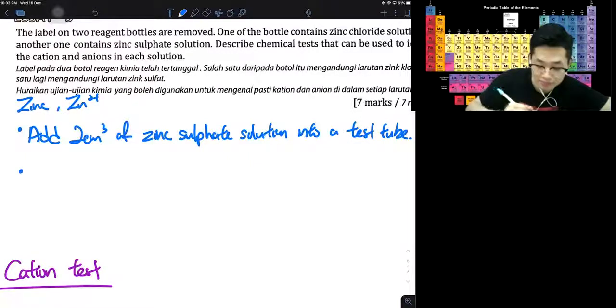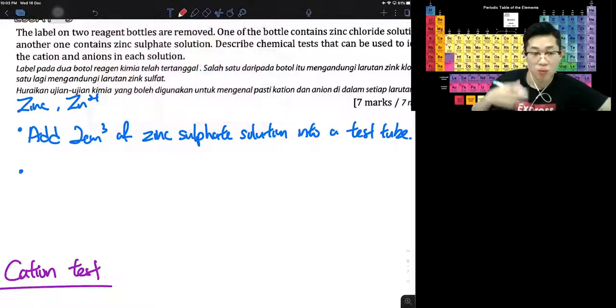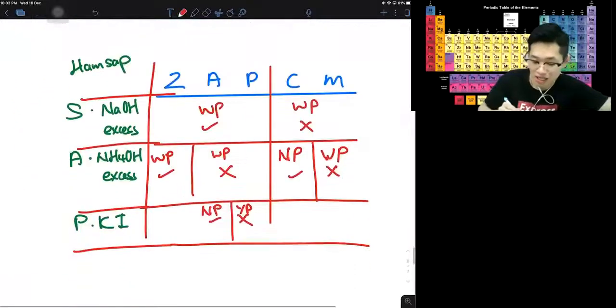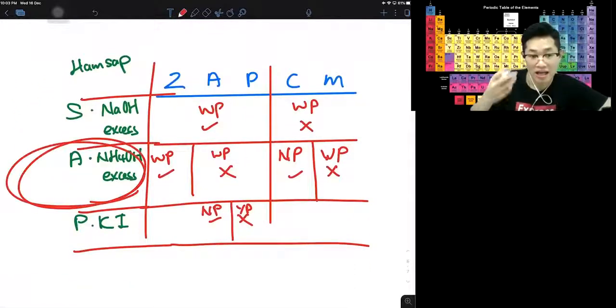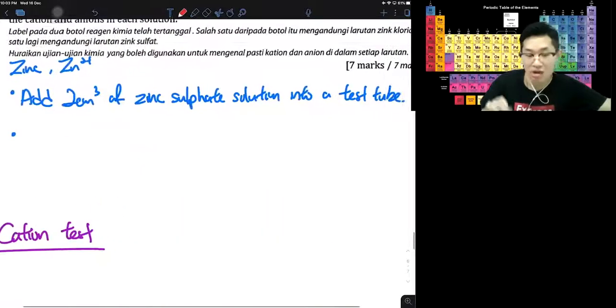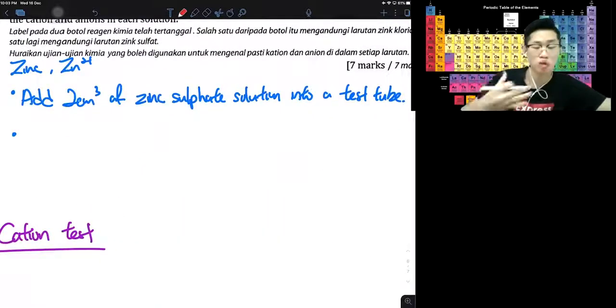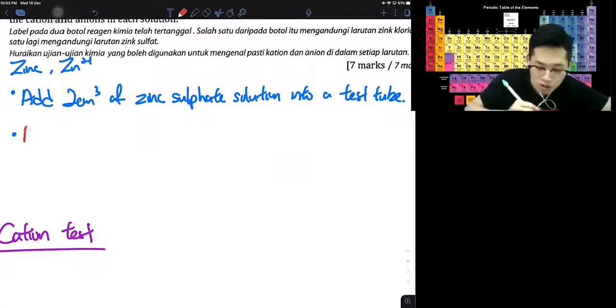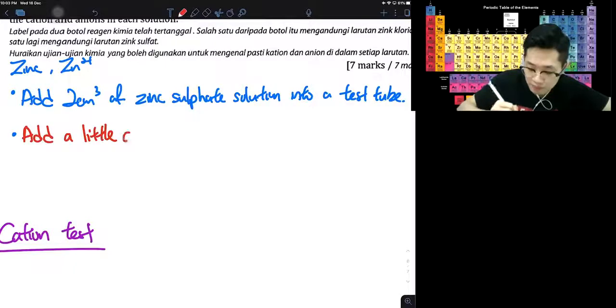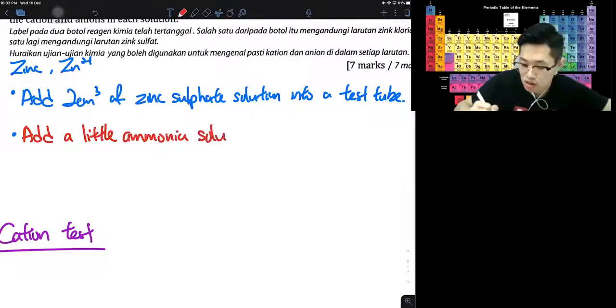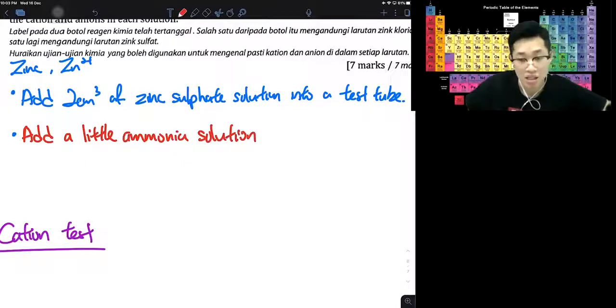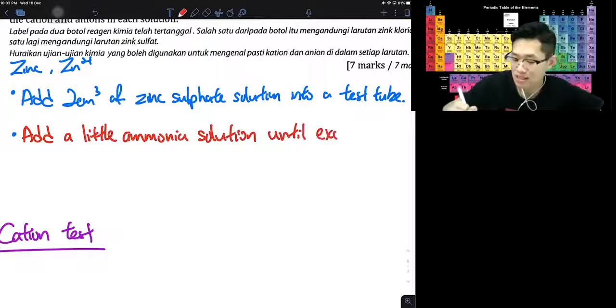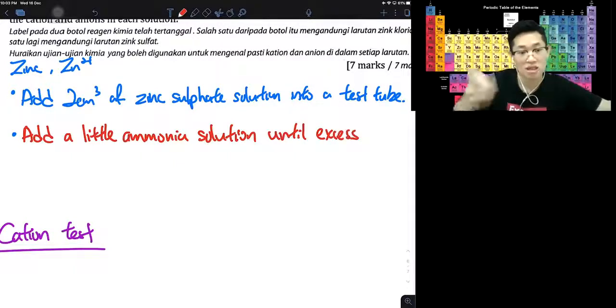And then what do I have to add? Here, NH4OH, you can call it ammonium hydroxide. Also, you can call it ammonia solution. So I will add a little ammonia solution or ammonium hydroxide solution until excess. That means I just follow the table.